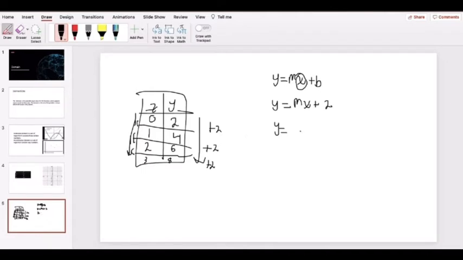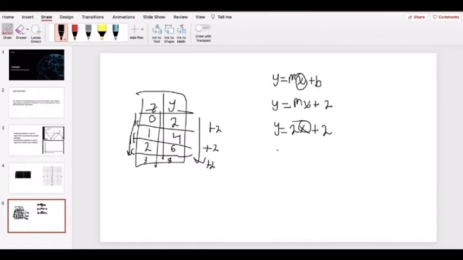It would be 2x plus 2. And now let's go to solving it. As you should know by now, this x right here is the numbers that are on the side. So you would replace them.